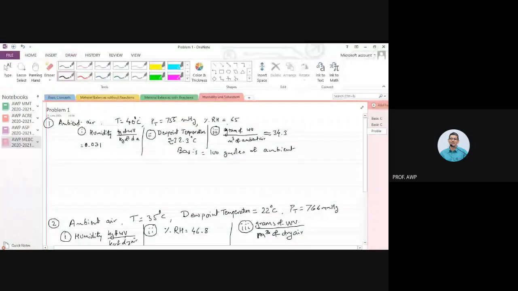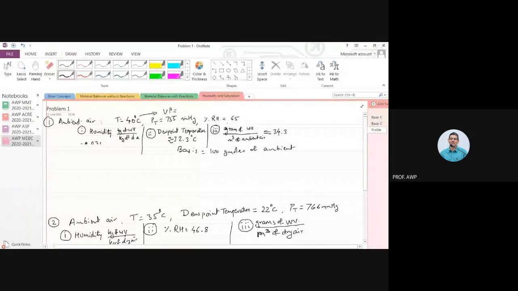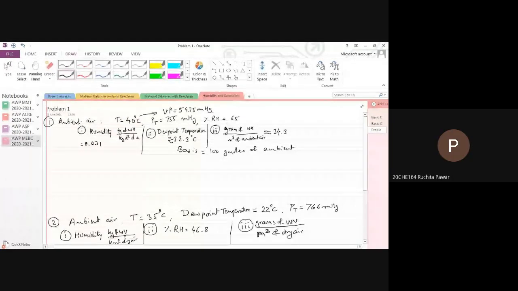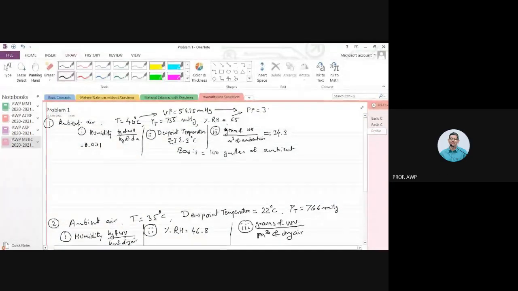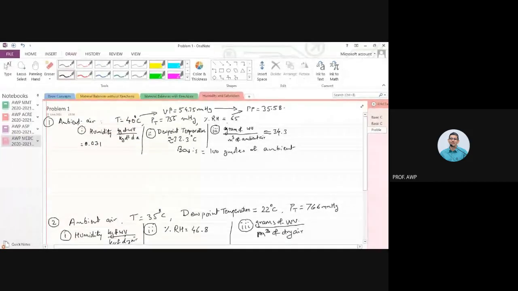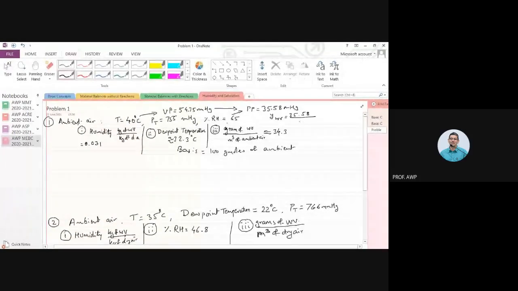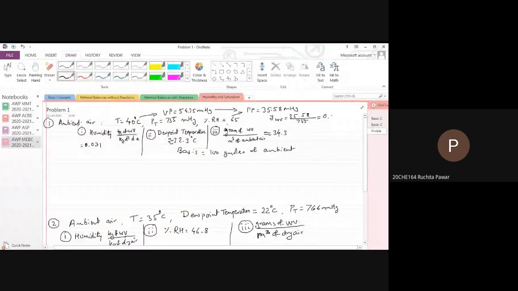At temperature of 40 degrees centigrade, what was the vapor pressure? 54.75 mmHg. If vapor pressure is 54.75 and relative humidity is 65%, that means partial pressure would be 65% of 54.75. How much is that? 35.58 mmHg. So mole fraction of water vapor in the air would be 35.58 divided by total pressure, that is 755. How much is that? 0.047.